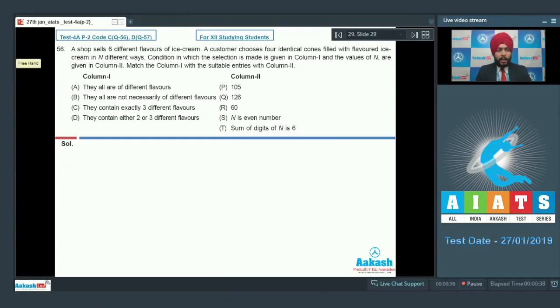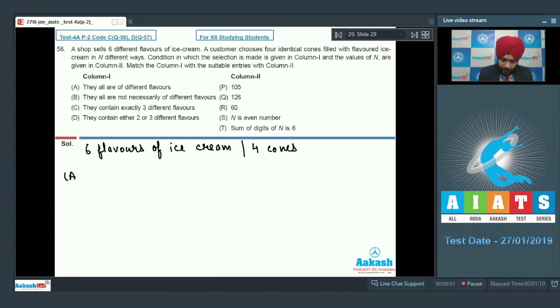So let us discuss the A part in column 1. The question says that they are of different flavors. We have 6 flavors of ice cream to be filled in 4 cones. For the A part, they are all of different flavors, so out of the available 6 flavors, you just have to select 4 flavors: 6C4. Since the cones are identical, the number of ways of filling the cones with different flavors is equal to 1. So 6C4 into 1, that means 15.